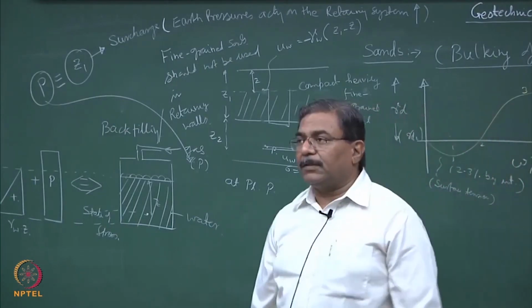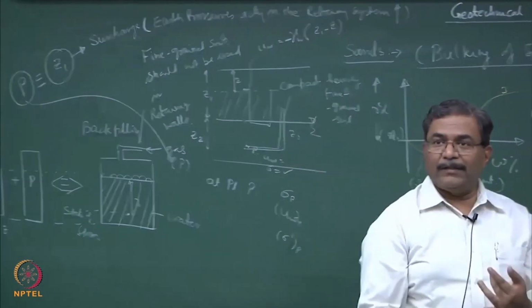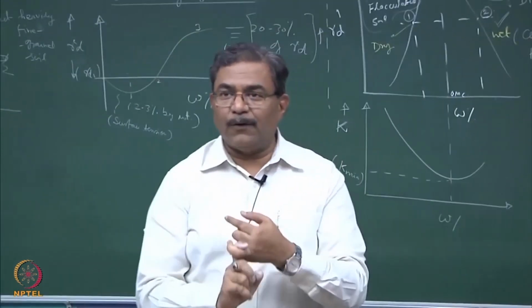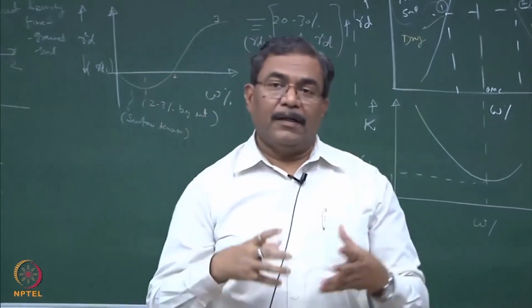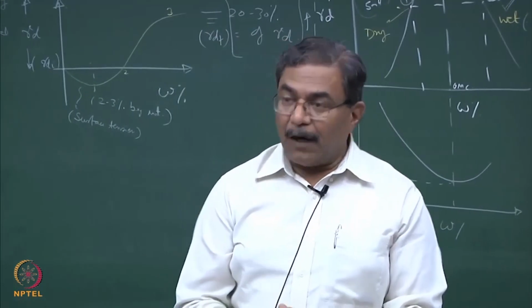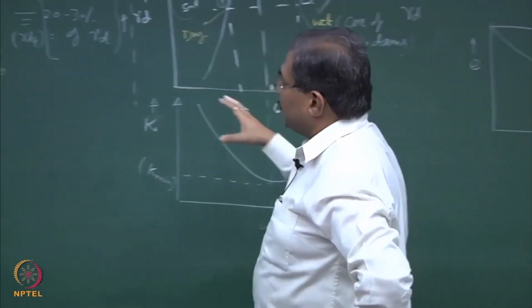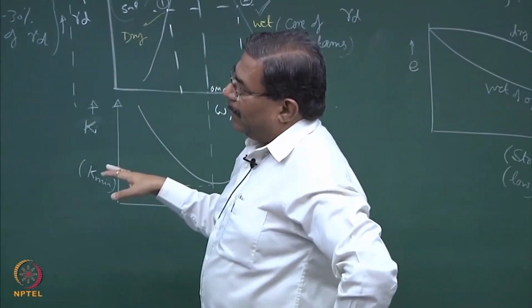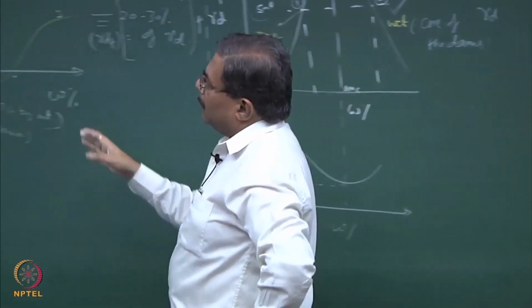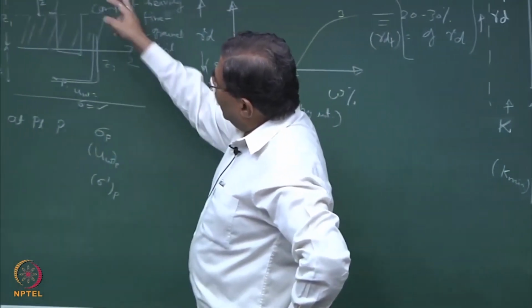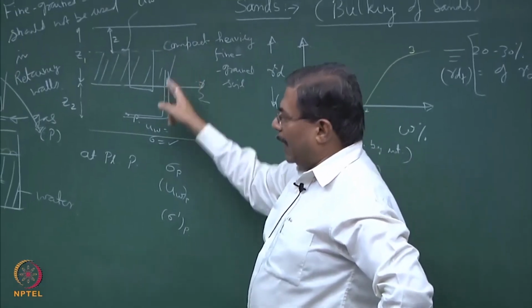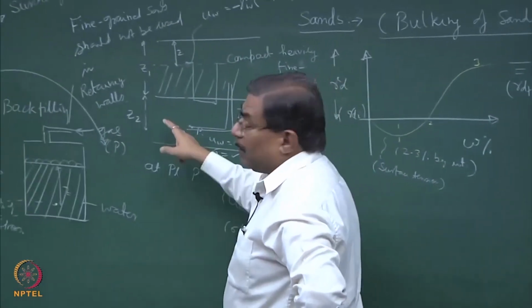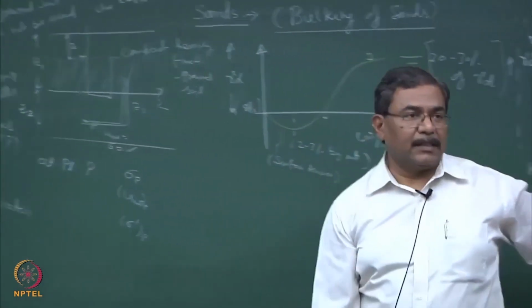So, I have talked about compaction process today, compaction characteristics, how to interpret the compaction curves, how to use these compaction characteristics in designing different structures, and the most critical one is the beautiful example of compacted fine grained material, how it acts on the stability of the systems, which we will be analyzing in the next course.